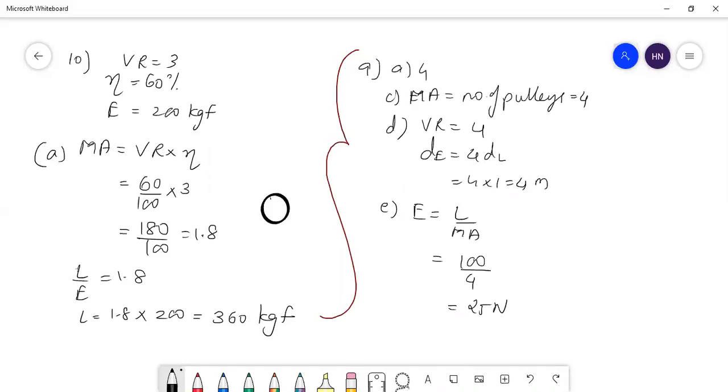And the B part, if the effort moves, the distance moved by the effort is 60 centimeters. And we know that the velocity ratio is 3. So 3 will equal 60 upon the distance moved by the load. So the distance moved by the load will be 60 by 3, which will be 20 centimeters. Yeah, correct. So thank you.